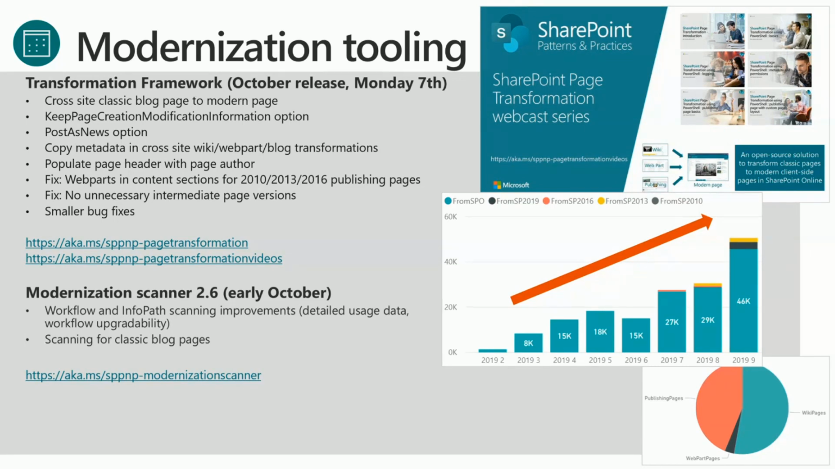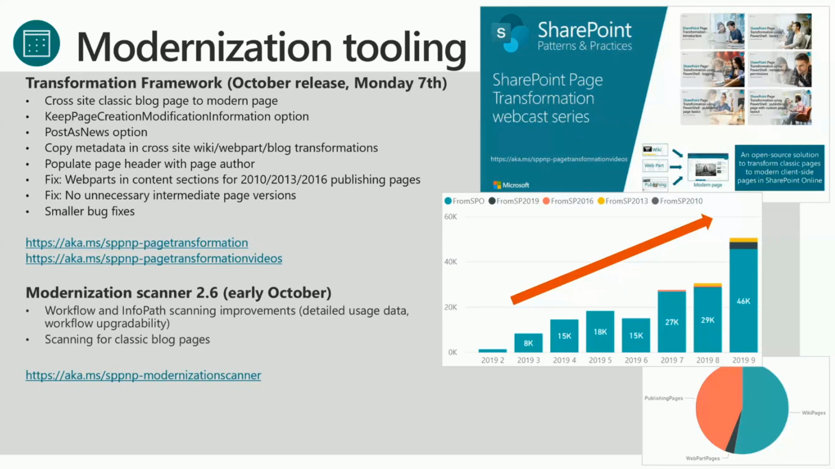Majority still is wiki pages, but publishing pages is almost at the same level as wiki pages from a transformation perspective. Now, looking at the new features, the next release, again, next week, Monday, we'll have for the first time blog page transformation. So you just connect to your blog site, and you can pick up the blog entries and create a modern page from those. We copy the metadata as well for you. So that should be all fine.